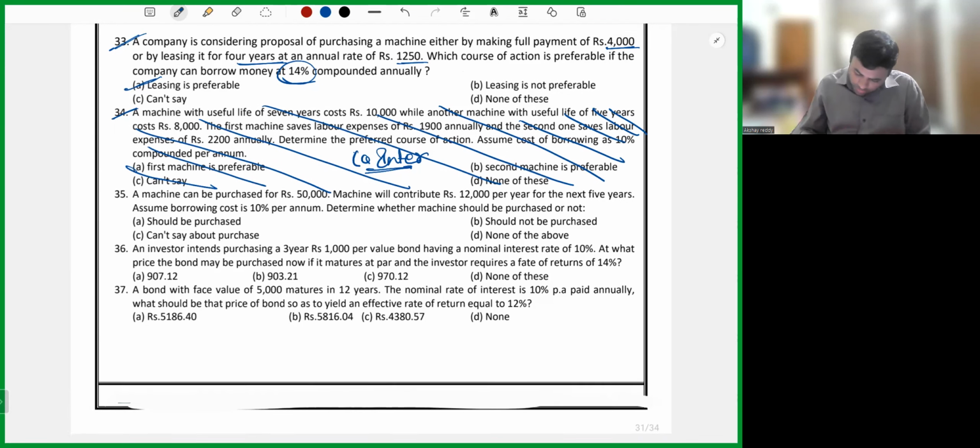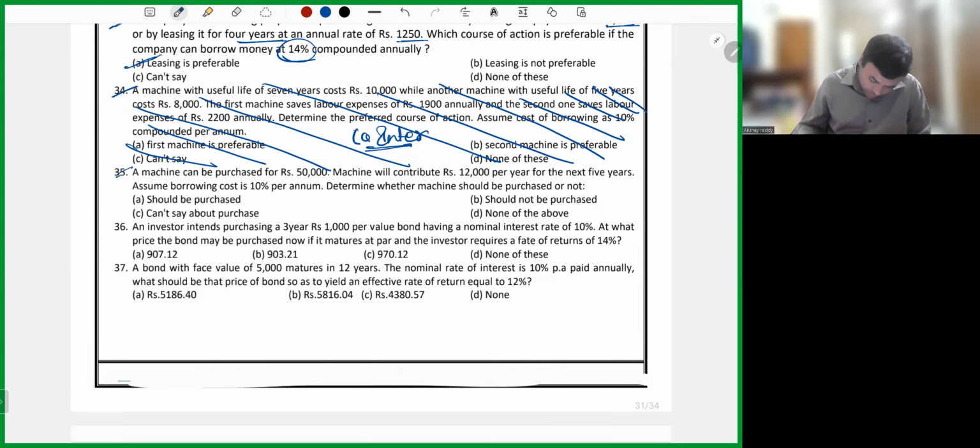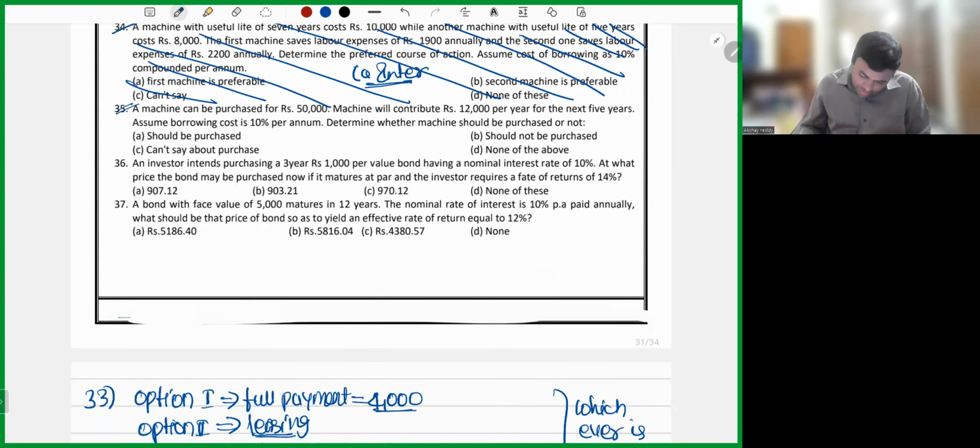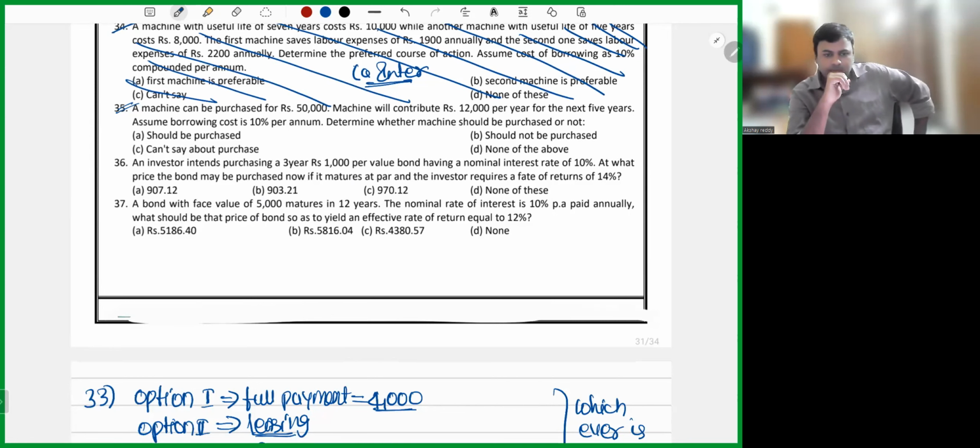Okay. Now, let me solve this question number 35. A machine can be purchased for 50,000. The machine will contribute 12,000 per year for the next 5 years. Assuming the borrowing cost is 10% per annum, determine whether the machine should be purchased or not. This is not a leasing sum, my dear friends. This is an NPV sum. However, I'll solve it, and we will solve one question from ICA material. I hope that would be better.